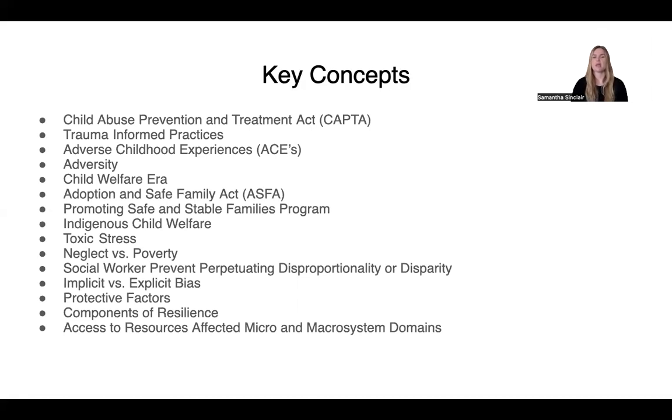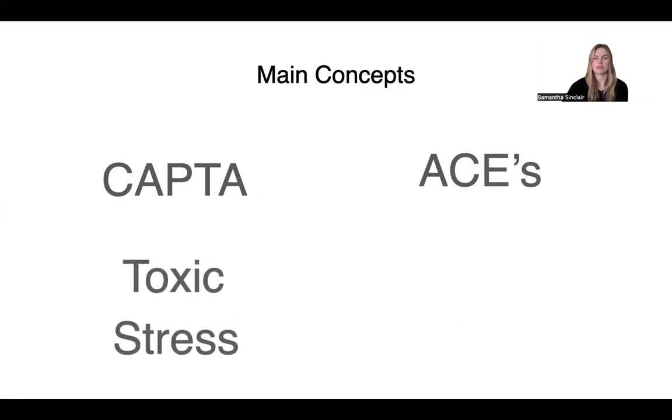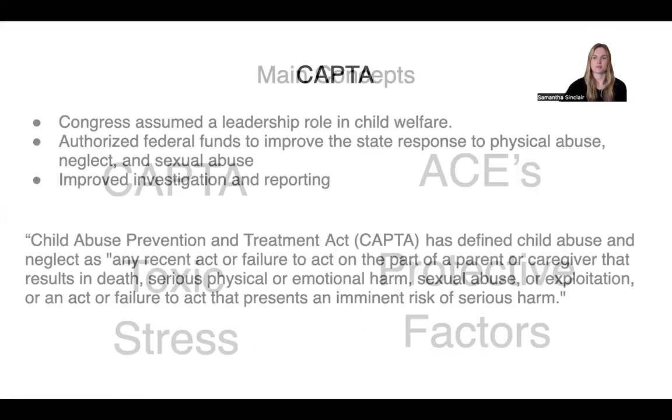implicit versus explicit biases, protective factors, components of resilience, and access to resources affected on the micro and macro system domains. Main concepts, so the most important 4 concepts that I'll be focusing on that I believe relate to all of those other important concepts are CAPTA, which is the Child Abuse Prevention and Treatment Act, the ACEs, which is the Adverse Childhood Experiences, toxic stress, and protective factors.